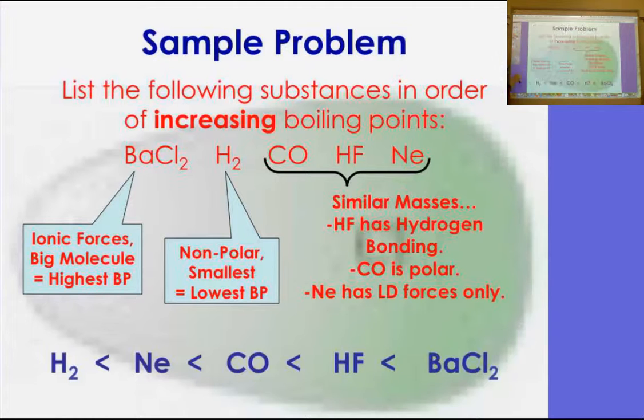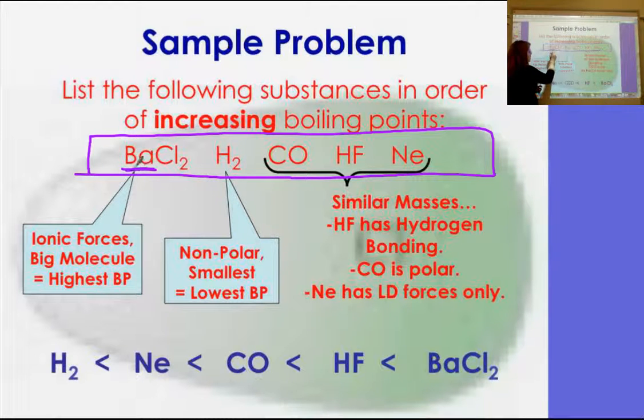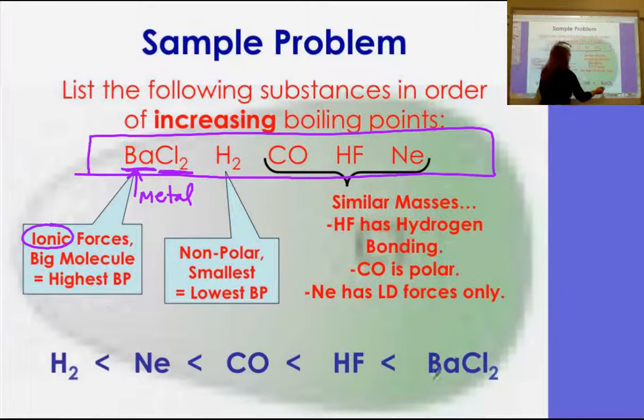Let's try an example. Looking at this list, I know you only have this list, you don't have all the answers. It says, list the following substances in order of increasing boiling point. So I want to look for the weakest and the strongest. If I check out my electronegativity chart, the fact that this is a metal automatically alerts me to the fact that this is ionic. Since this is ionic, it must have the highest melting and boiling point.